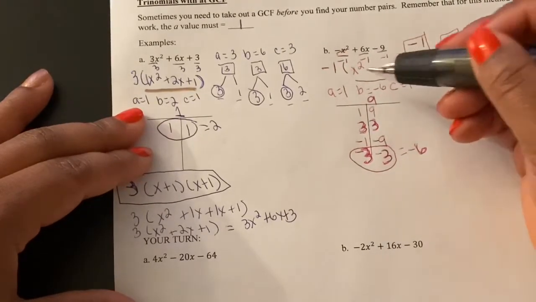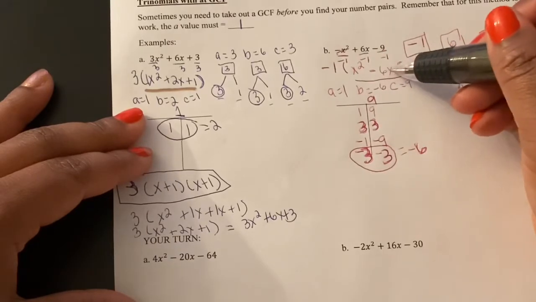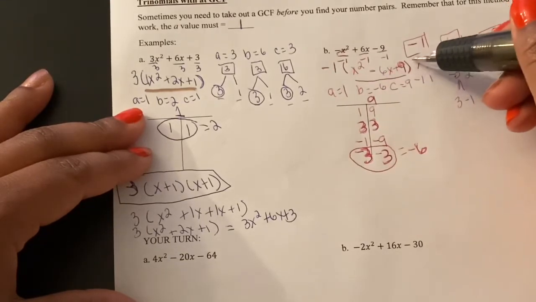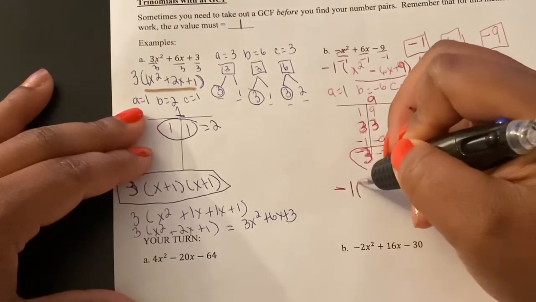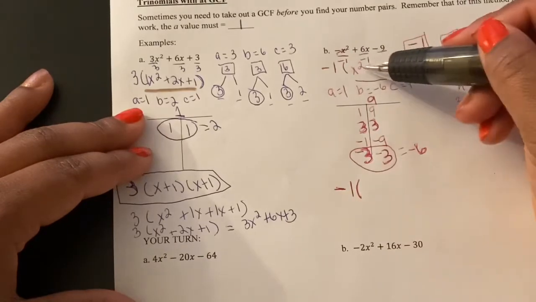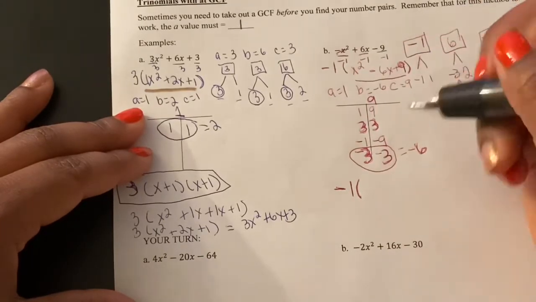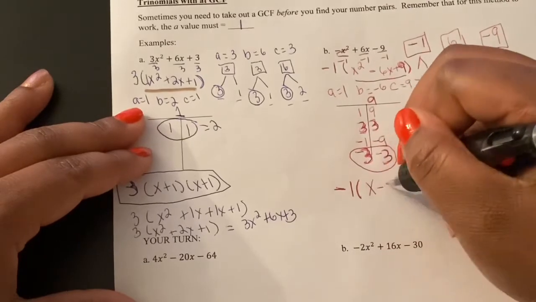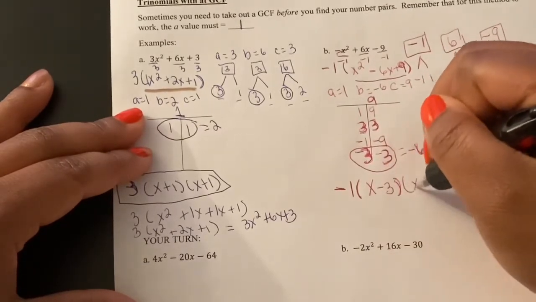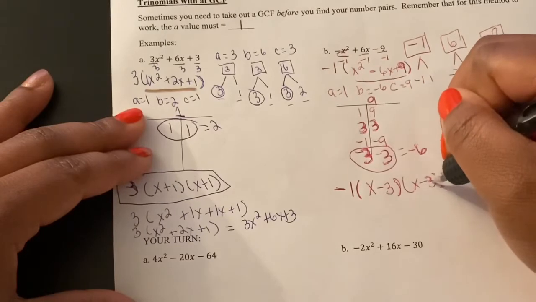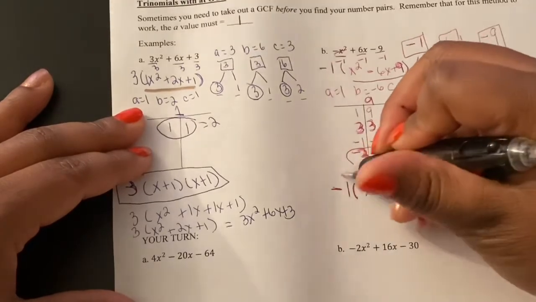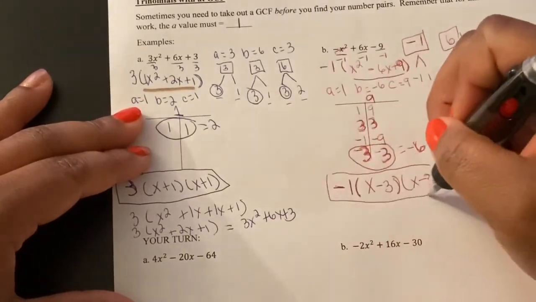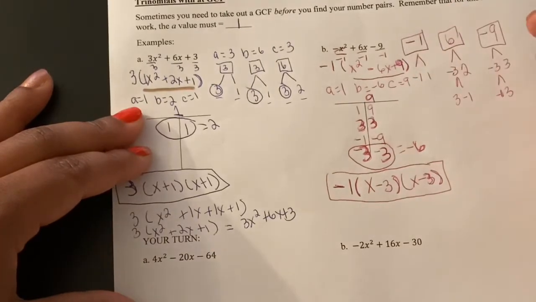So now I'm going to write this as my factor pair. So I'm going to write x squared minus 6x plus 9 as factors, remembering that the negative 1 is still outside, right? Because I didn't factor the negative 1. I factored the trinomial. So now I'm going to write that as x minus 3, x minus 3. Okay. And I can now check that to see if the answer is correct, if I get my original trinomial here.